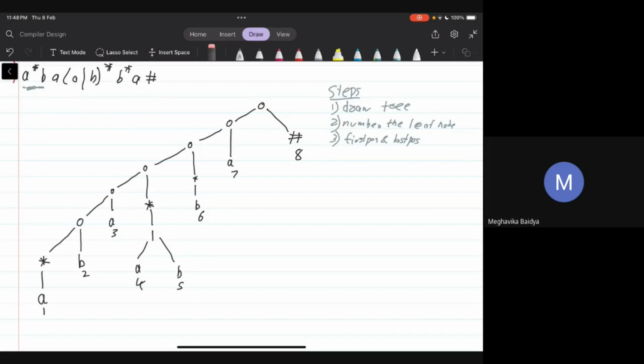Once you do the tree, the second step is to number the leaf nodes, which is 1, 2, 3, 4, 5, 6, 7, 8. After this, you have to find the firstpos and lastpos. What it basically means is what your string starts and ends with, a sample string. That's all you need to know right now.